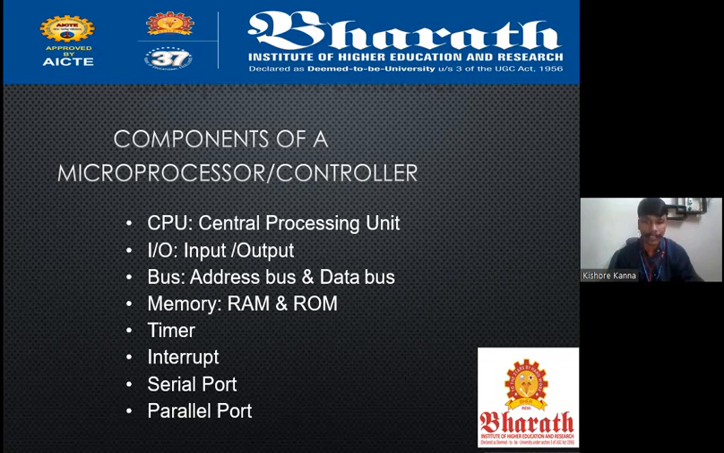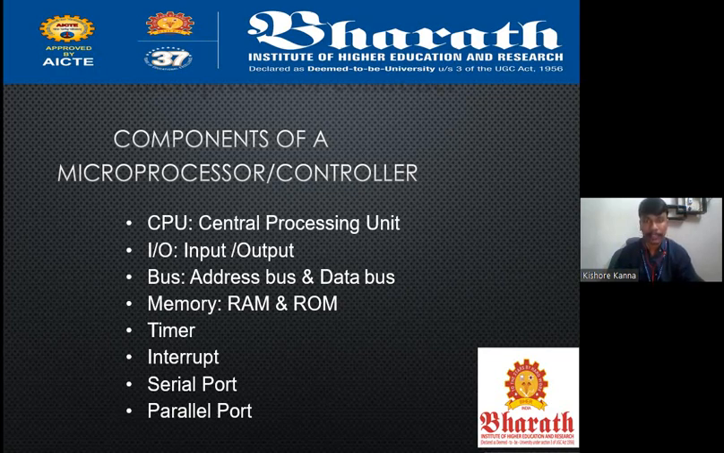And I/O means input slash output. Input is the data which is being given for the processing purpose. Output is the data which is being retrieved after it is being processed. Bus means a pathway which connects the ports or the components inside the microprocessor as well as inside the microcontroller, which moves the data from one point to another point. The bus is classified into two types: one is data bus and another one is address bus.